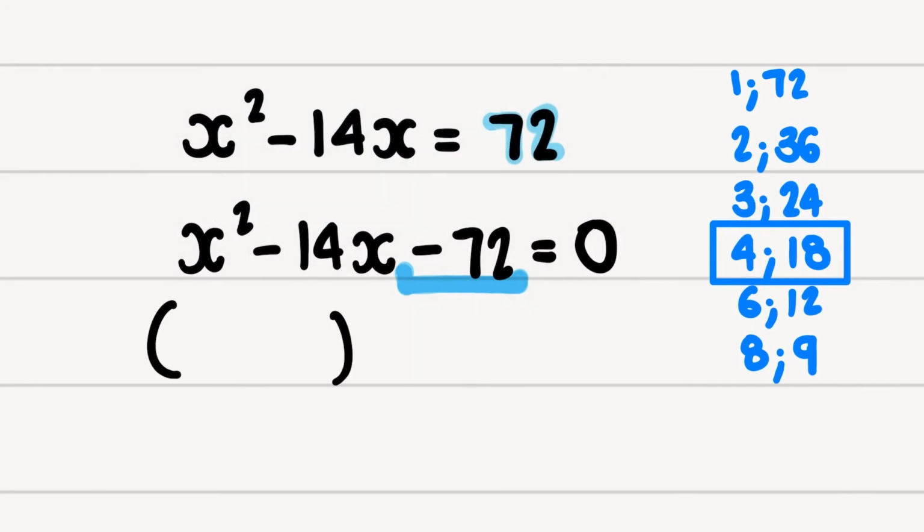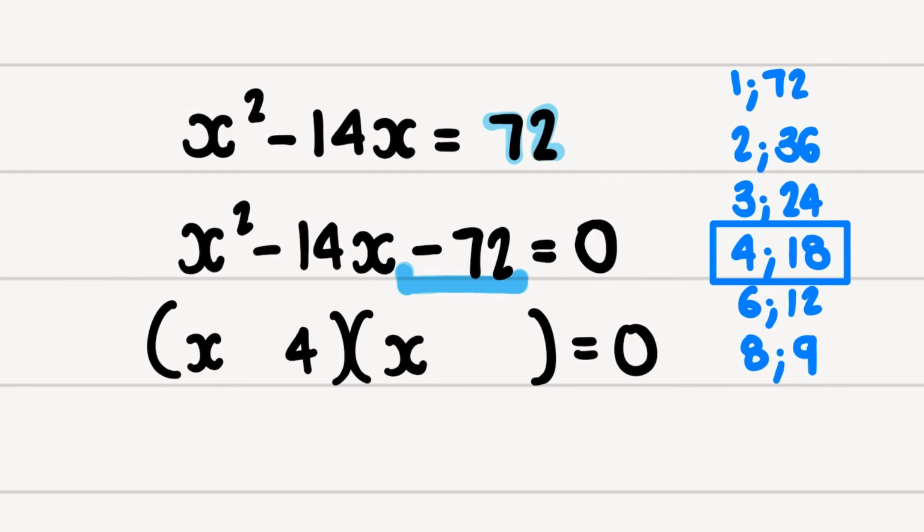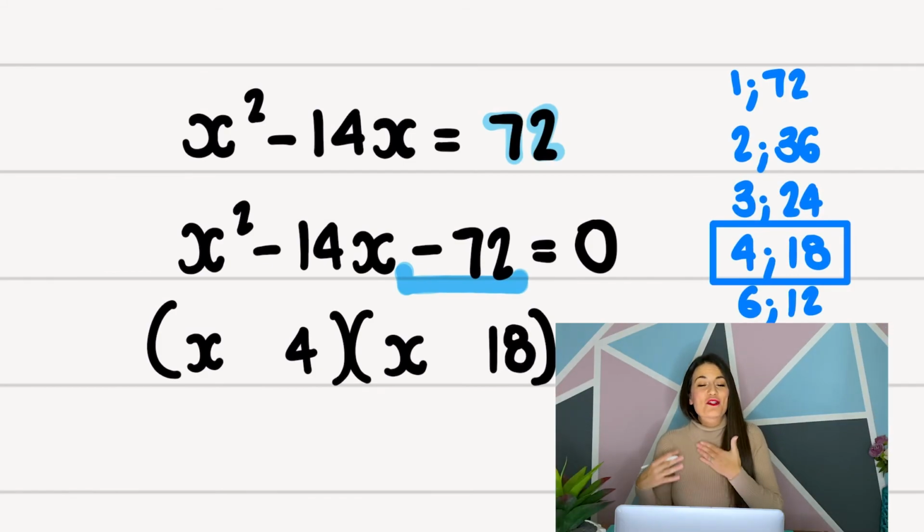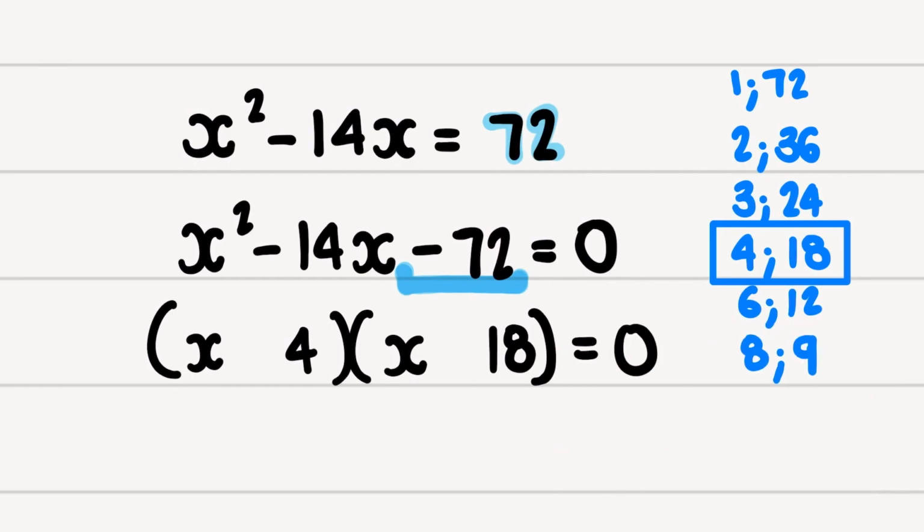So now I can write out my two brackets equal to 0. x squared factored becomes x, and the factors I've chosen are 4 and 18. Now again, because the third term was negative, it means that the signs are going to be different. So we just have to pick which one gets the negative and which one gets the positive. So I look at my middle term. My middle term is a negative 14, which means that the bigger number gets the middle term sign. So I have the 18 and the 4. 18 is bigger, so the 18 is negative. The 4 will be positive.